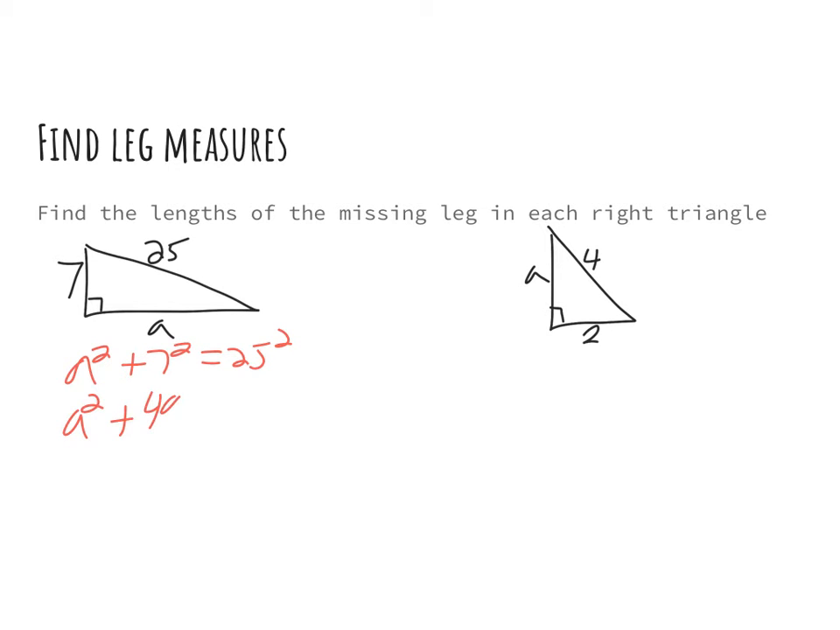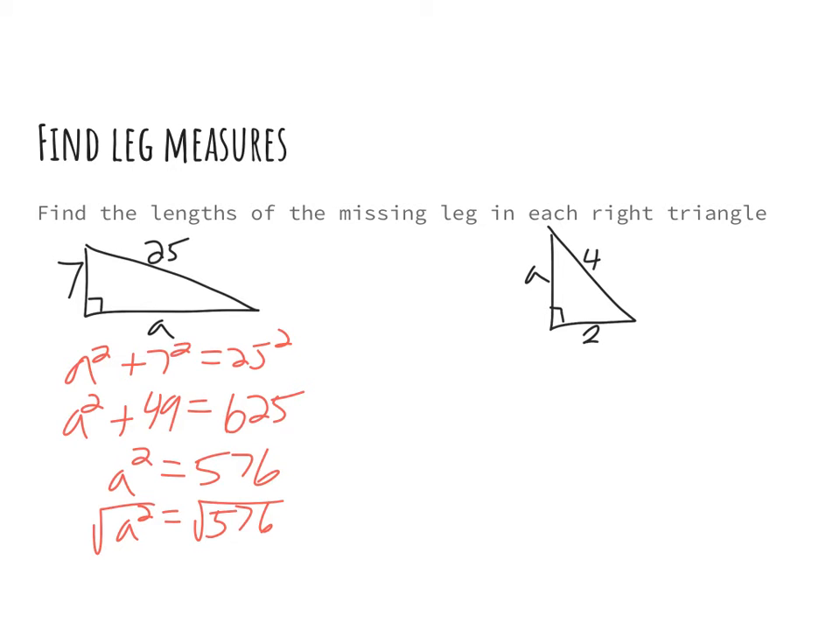7 squared is 49. 25 squared is 625. I subtract the 49 over to the other side. So I get that A squared is 576. Now to get rid of the squared, I square root both sides. And the square root of 576 is 24. So my side length here is 24.